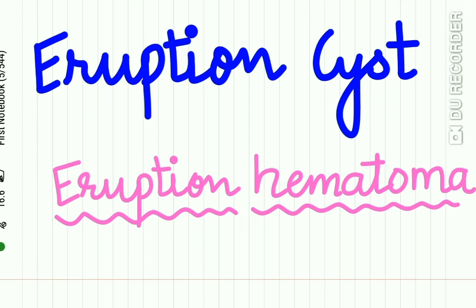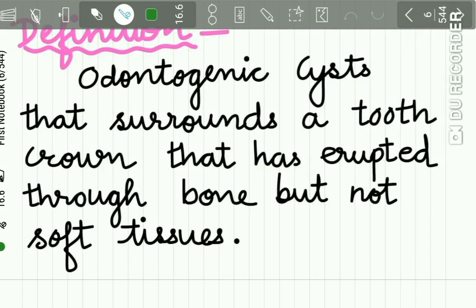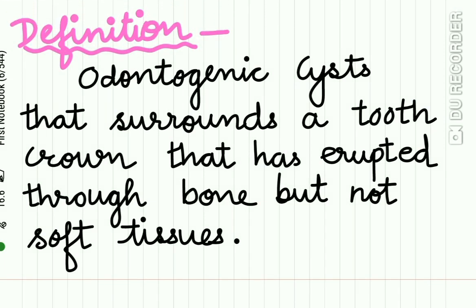Let's start today's lecture, which is small but an important topic. What is an eruption cyst? Eruption cyst is also called eruption hematoma. If we see the definition, eruption cyst is an odontogenic cyst that surrounds the crown of a tooth that has erupted through the bone but not through the soft tissue.